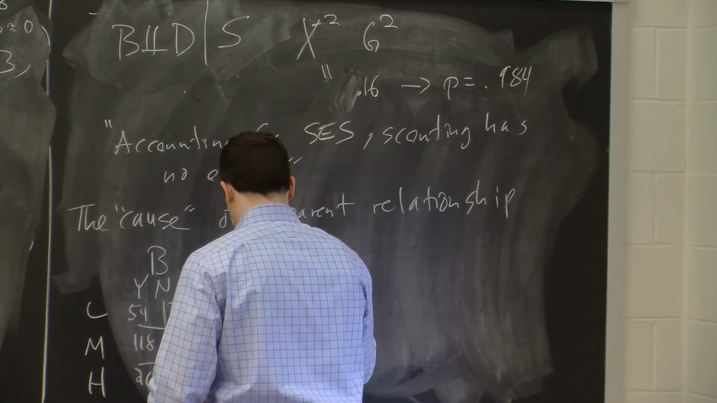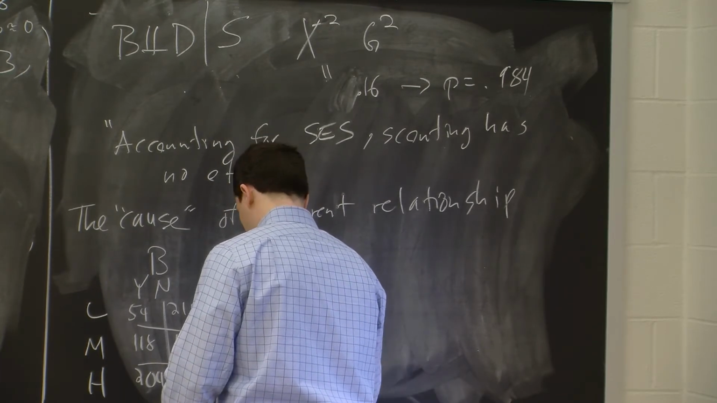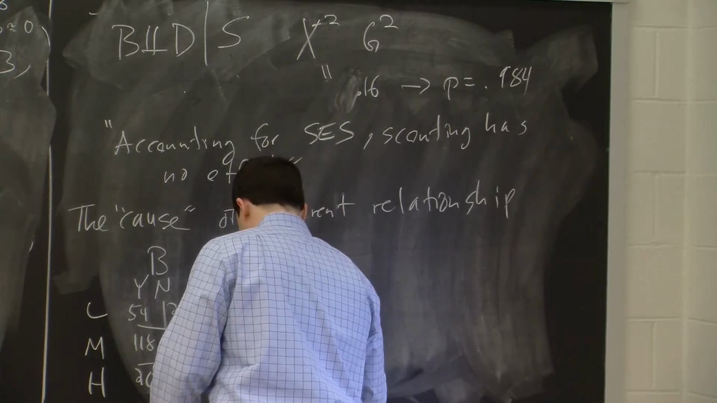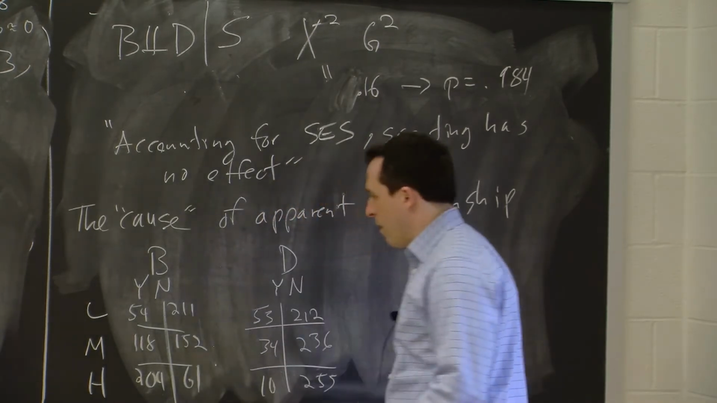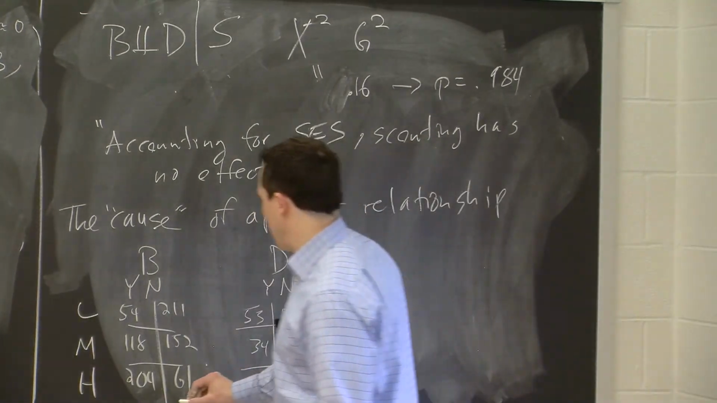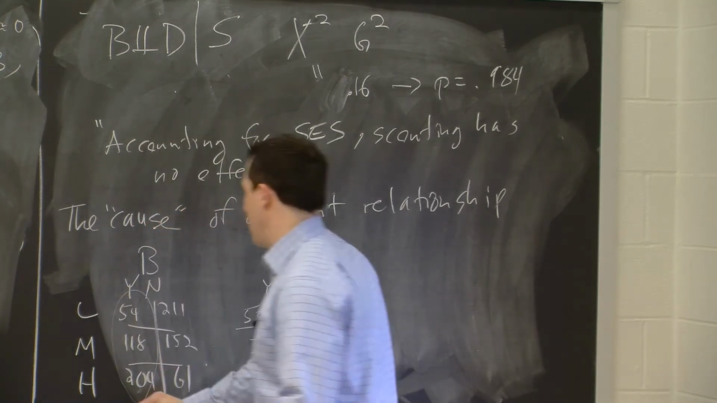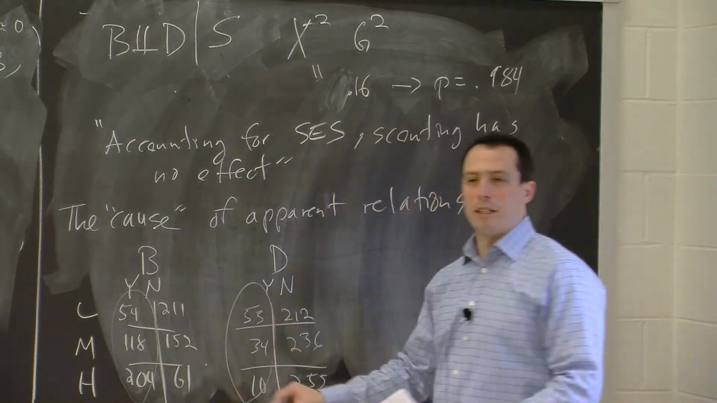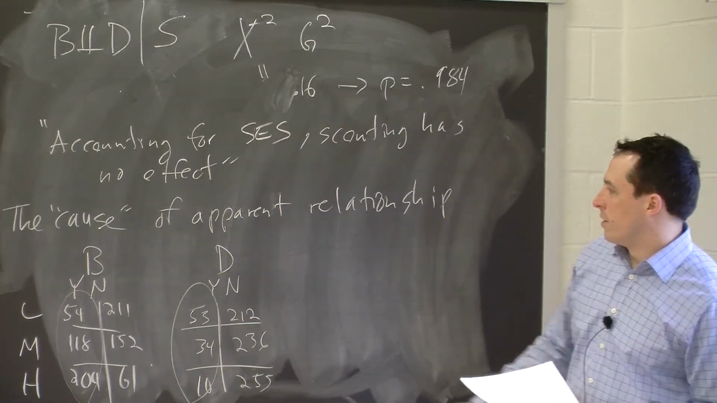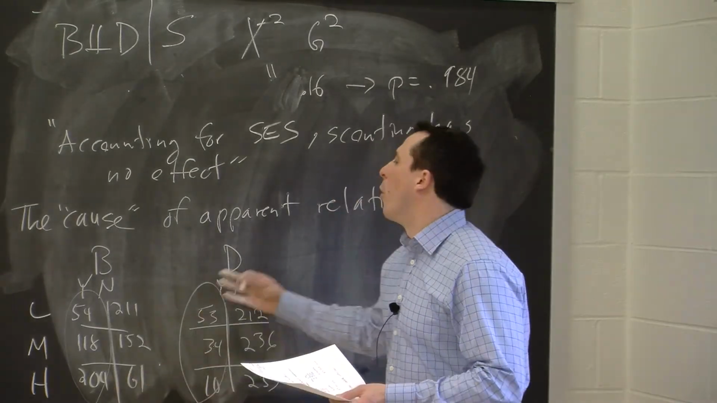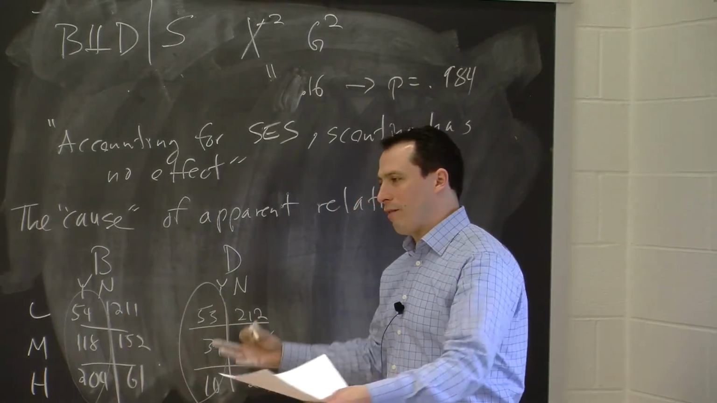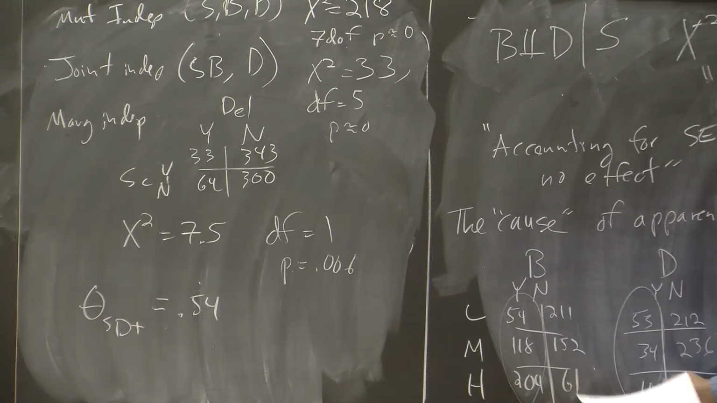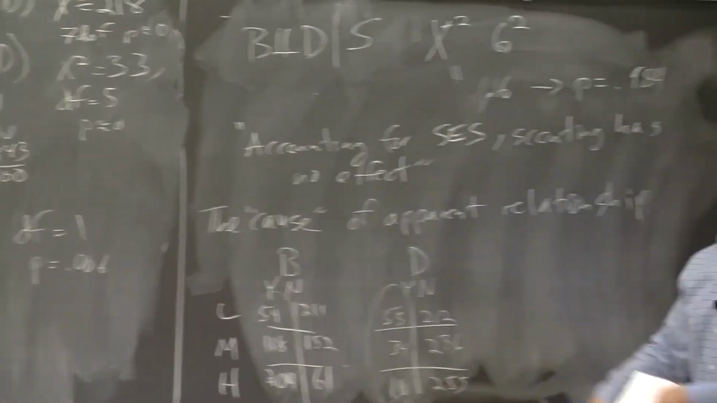And this table will be 53, 212. So I'm just summing over the other variable, 34, 236, 10, and 255. And what you're supposed to see here is that we have a strong positive relationship here, a strong negative relationship there, right? And these two relationships kind of link together to cause the effect that we see here. But once we account for this other variable, there's nothing left, right?